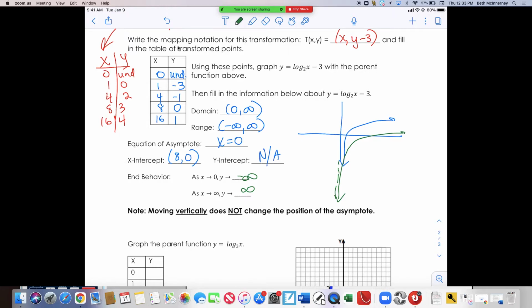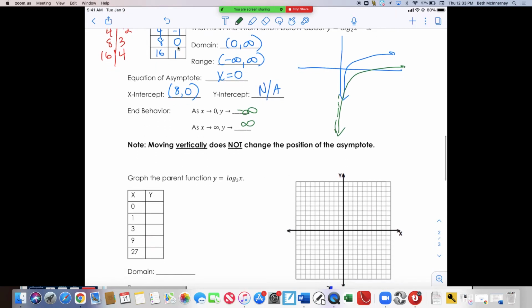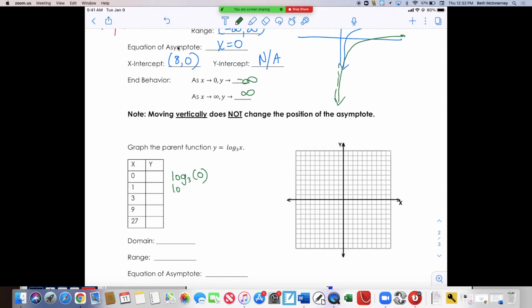All right, the next one says graph the parent function y equals log base 3 of x. So here's what I want you to do. You have to do this on your calculators. Go type these in.